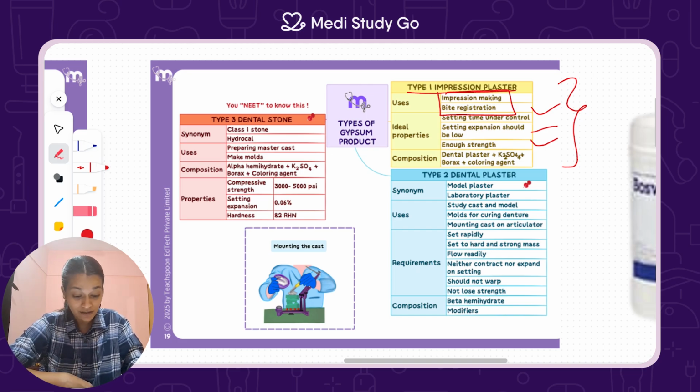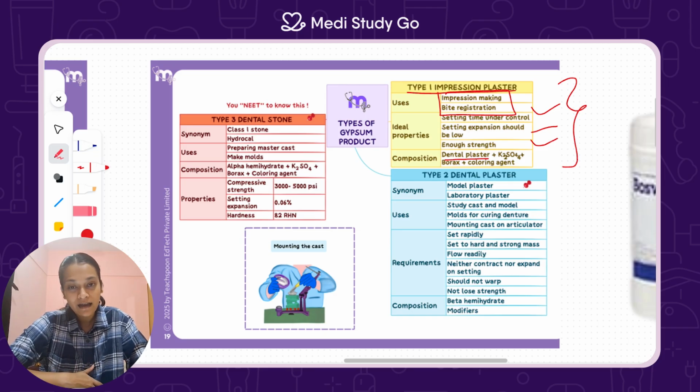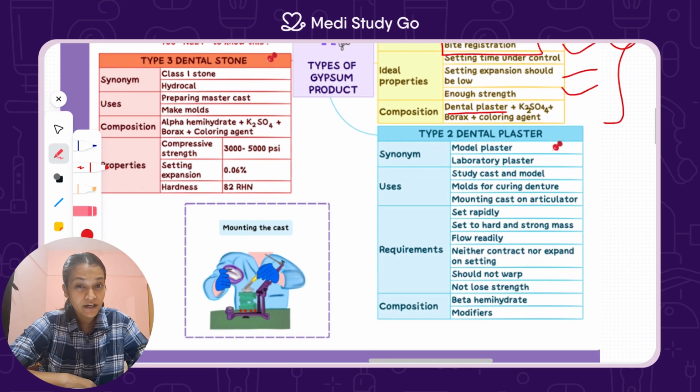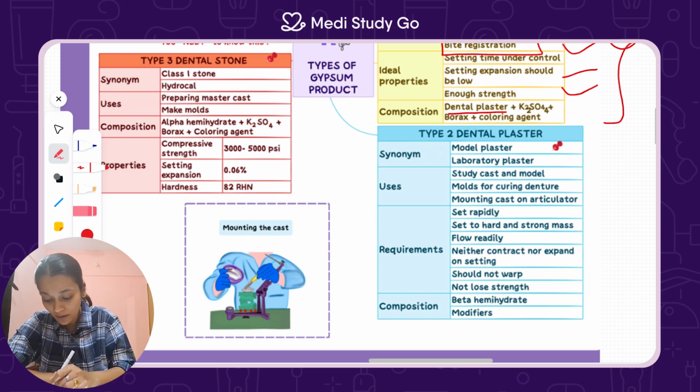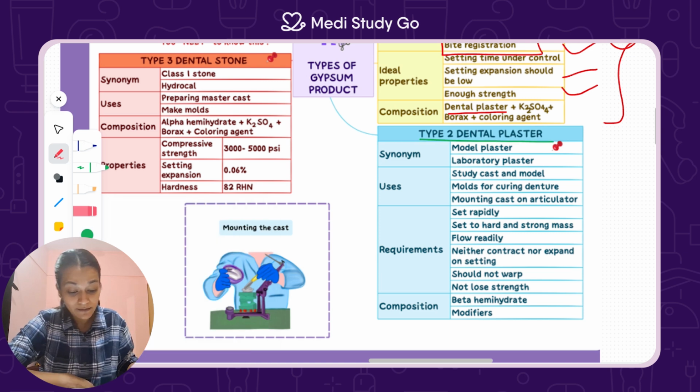The composition here is dental plaster. So dental plaster basically is calcium sulfate. Now if it is hemihydrate or dihydrate, we'll be discussing further. It contains a bit of potassium sulfate, borax and coloring agent. Talking about the second type, which is also known as your dental plaster.